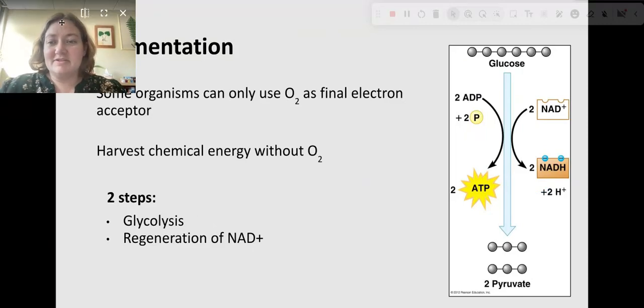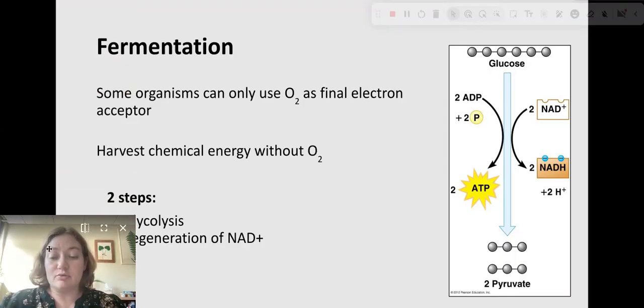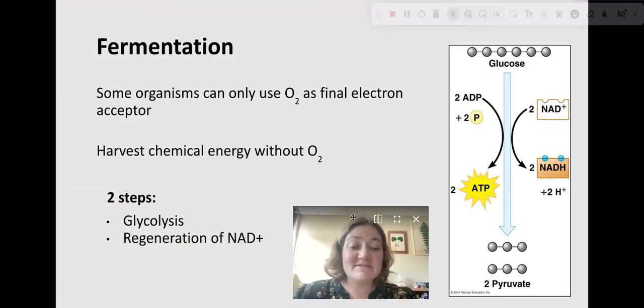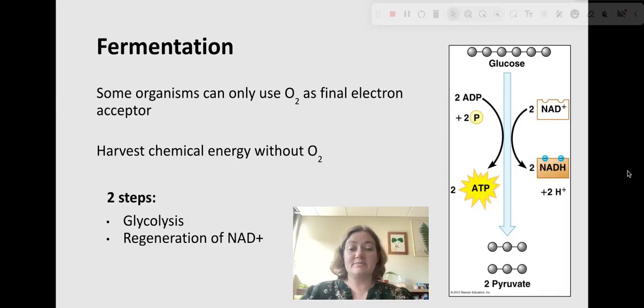All right, so some organisms can use anaerobic respiration. Some organisms cannot. For some organisms, if there is no oxygen, they cannot just revert to anaerobic respiration. Basically, they're limited. Some organisms can only use oxygen as the final electron acceptor, and they don't have the ability to use other molecules such as nitrate. So they have to find a way to harvest chemical energy without using oxygen.